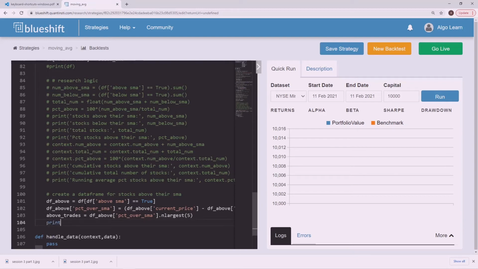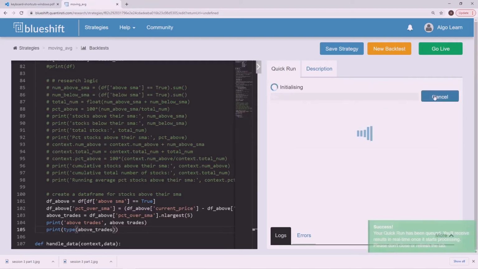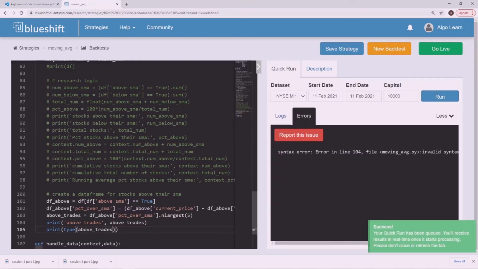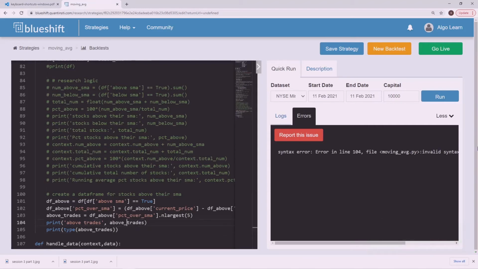And so let's go ahead and just print. I'm going to call above trades. So let's just show us the 5. And I want you to see what type this is. All right, let's go ahead and run this. Hopefully I don't have any syntax errors. Let's see, 104. What did I do wrong here? There we go. Forgot the underscore.